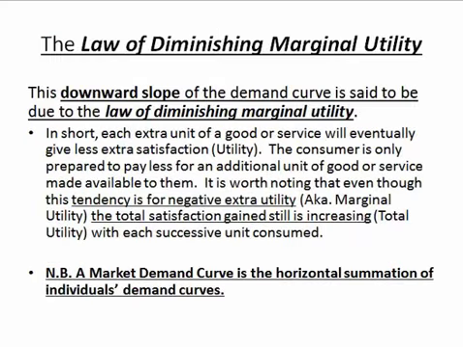As we've observed so far, in the case of a normal good, with a price output response noted above, we would expect the demand curve to slope downwards. For the reasons we've mentioned, we expect the downward slope of the demand curve to occur due to the law of diminishing marginal utility. In short, each extra unit of each good and service will eventually give less satisfaction or utility. The consumer is only prepared to pay less for an additional unit of a good or service made available to them.